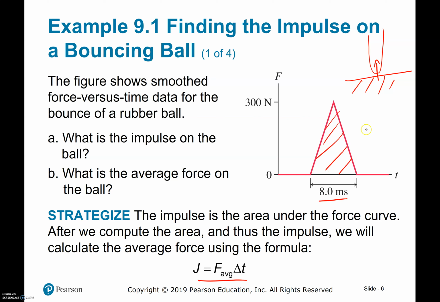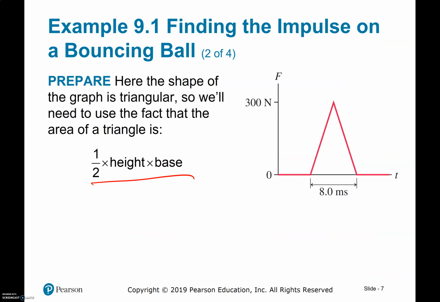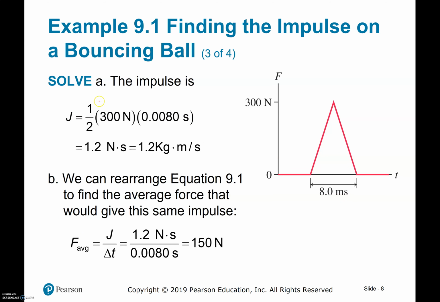The area of this triangle would be the height, which is 300 newtons, times the base, which is 8 milliseconds, times 1/2. That's the area of a triangle. We put in the numbers 1/2, 300, and 8 milliseconds, and we have to change this to seconds to make it work. That gives you 1.2 newton seconds, or 1.2 kilogram meters per second. These are the units of impulse, newton seconds.